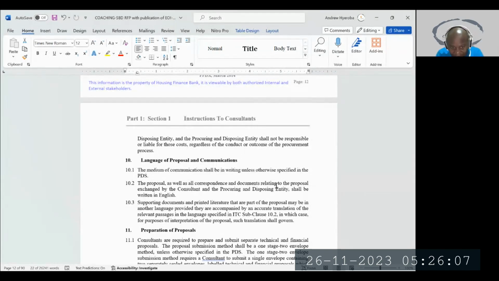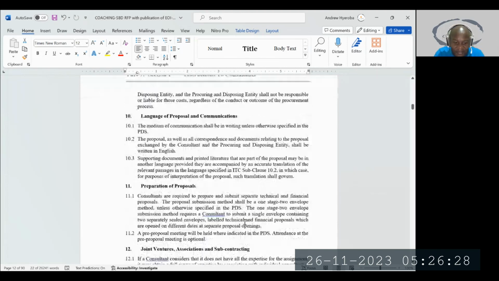written in English. Then supporting documents that are part of the proposal may be in another language, provided they are accompanied by an accurate translation of the relevant passages in the language specified in 10.2, meaning you can send one in Uganda as long as it is translated to English, the relevant section.